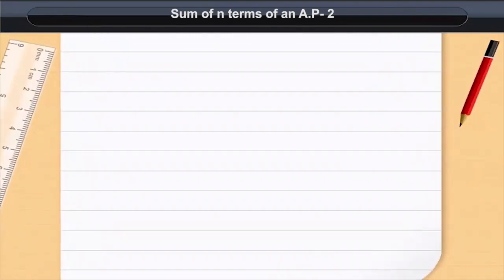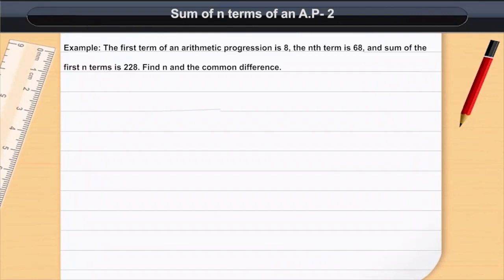Sum of n terms of an AP. Example: the first term of an arithmetic progression is 8, the nth term is 68, and the sum of the first n terms is 228. Find n and the common difference.